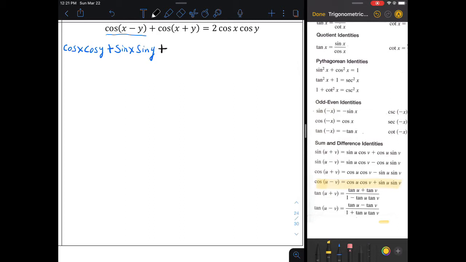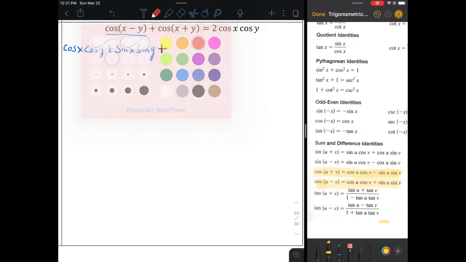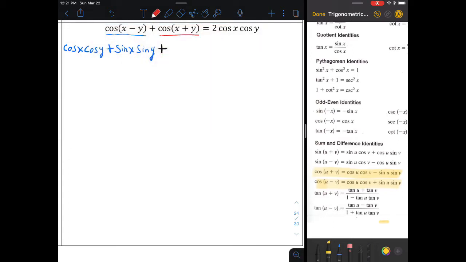And now I need to break up the cosine of a sum, so cosine of u plus v. All right, so I'm going to break that one up. That's going to be cosine x, cosine y, minus sine x, sine y.